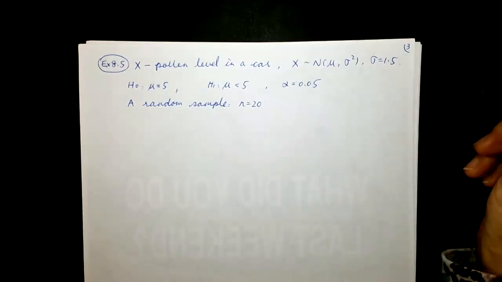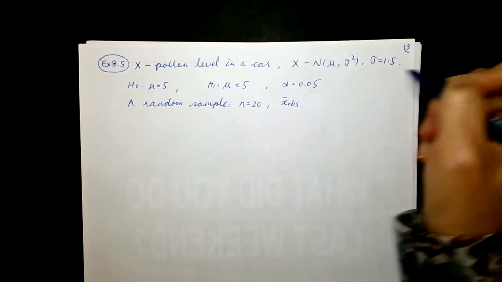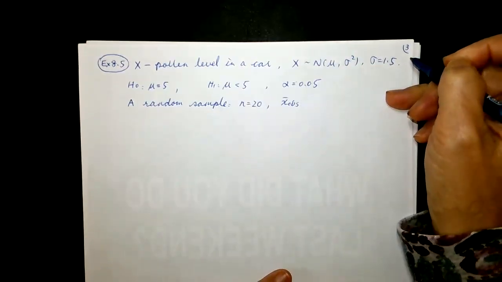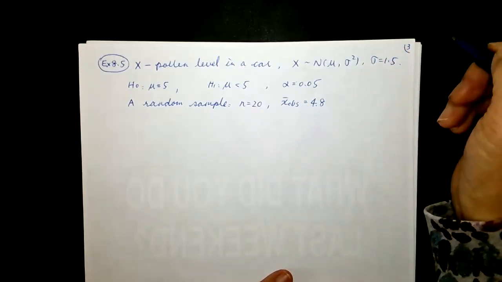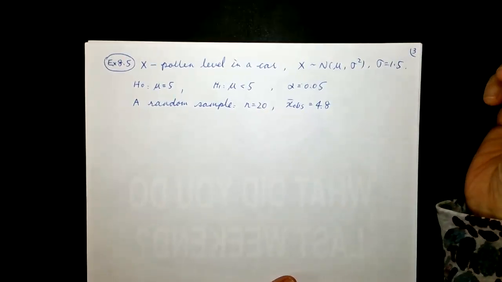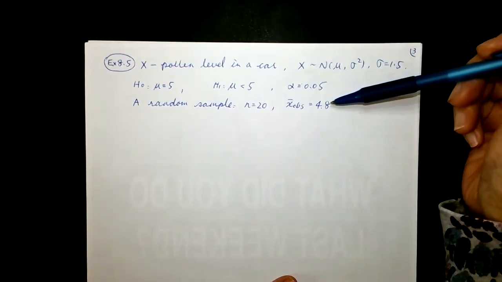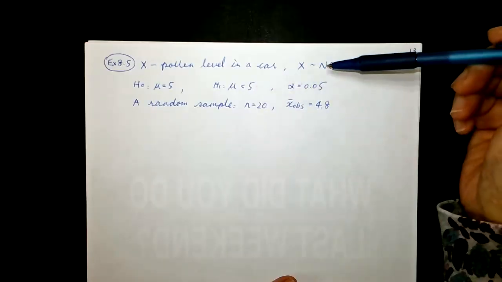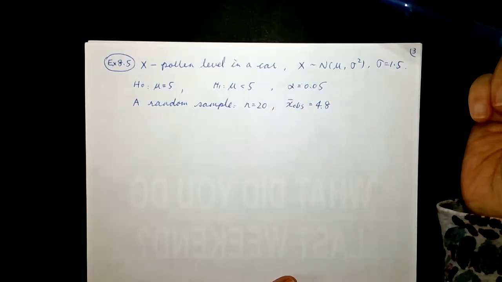We have 20 cars fitted with this pollen filter. They are randomly measured at different times, and their average pollen level is 4.8. Let's do this misleading question again. 4.8 is less than 5. So we support H1, we reject H0. Is it right? Of course not.